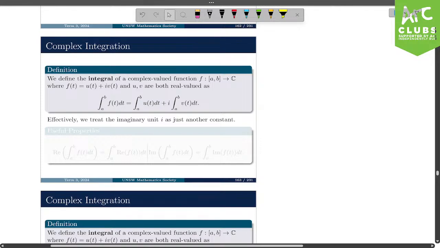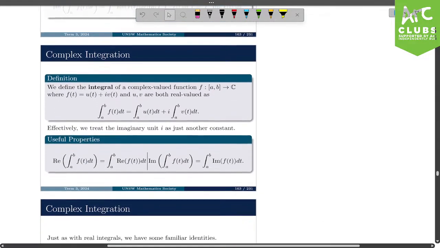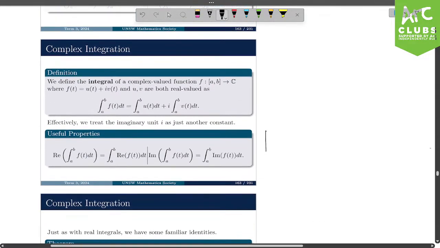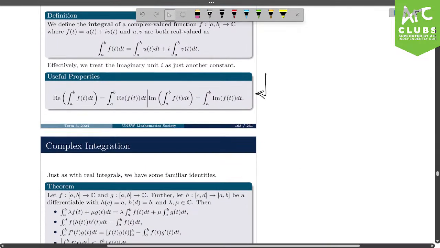Alright, so complex integration. We note that as integration is a linear kind of operation, we can break it down into real and imaginary components, and those should be independent. That's the word. And so this actually lends itself to a very useful property where we can say that, okay, if I'm taking the real component of an integral, I can take the integral of the real component. And likewise for the imaginary, since the real component won't interact with the imaginary.